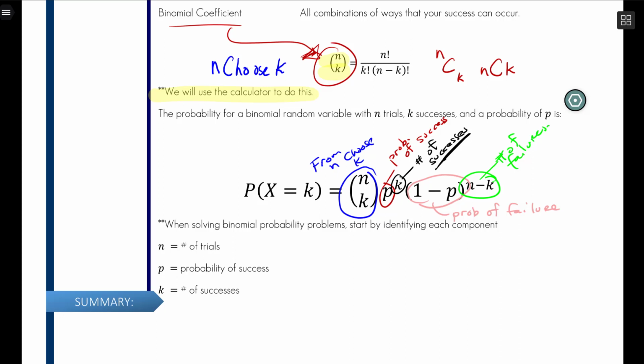Okay, now when solving binomial probability problems, you want to start by identifying each component. The things that you need are your n, your p, and your k. Always write down your n, your p, and your k. As soon as you recognize that you've got a binomial setting, write down your n, your p, and your k.